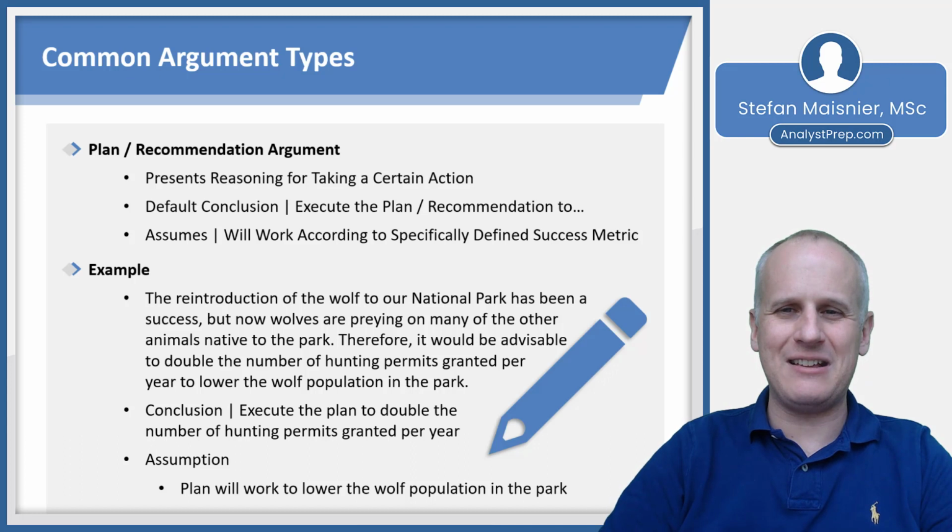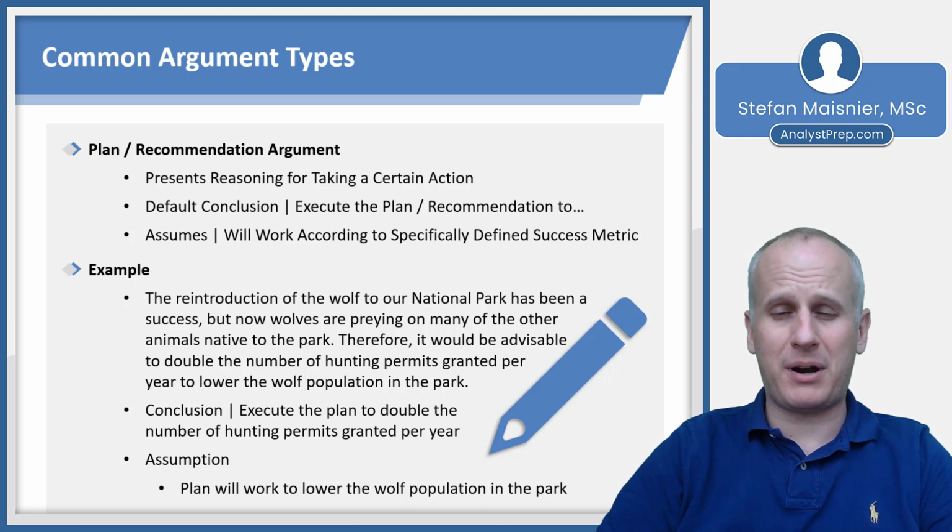For instance, here, any information pertaining to the number of wolf hunting permits having driven profits for the national park would ultimately be irrelevant because it doesn't necessarily address the issue of lowering the wolf population, even though probably driving greater profits for the park would be a net positive. It doesn't specifically address the goal of this plan directly.